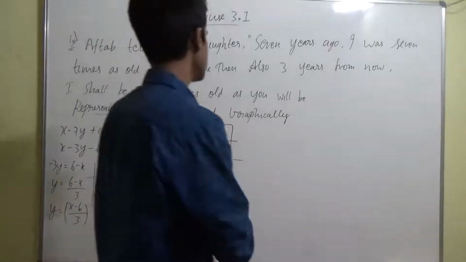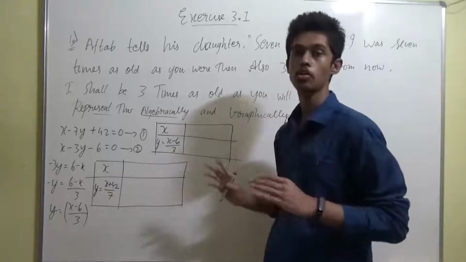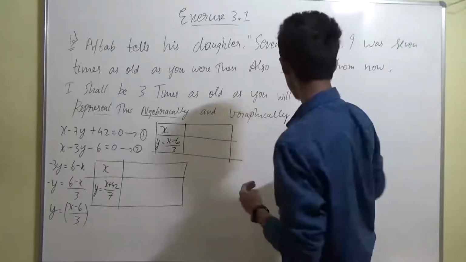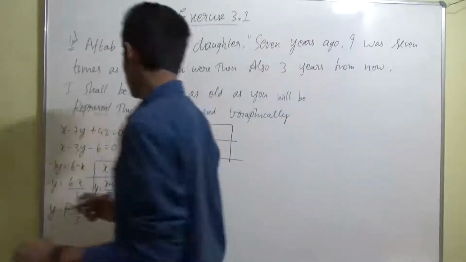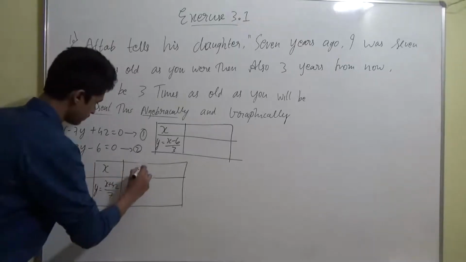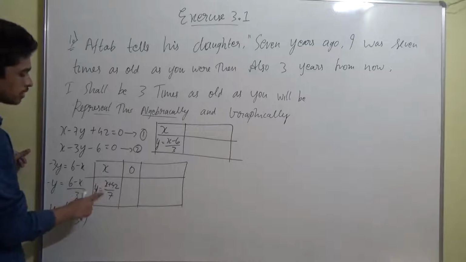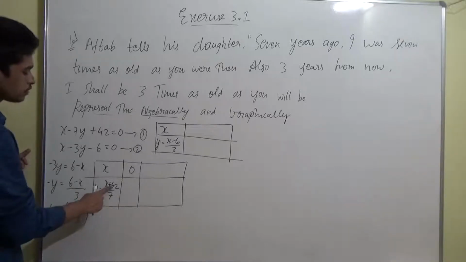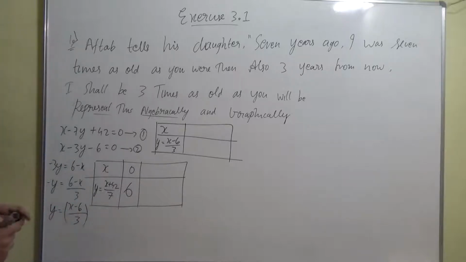Now what you have to do, guys, is put the values of x and get the values of y, and then you'll get the coordinates. After getting the coordinates, you can draw the graph. That's it, guys, the question will be over. So now first let's put the value of x as 0. If you put the value of x as 0, y will become 42 by 7, which means 6.